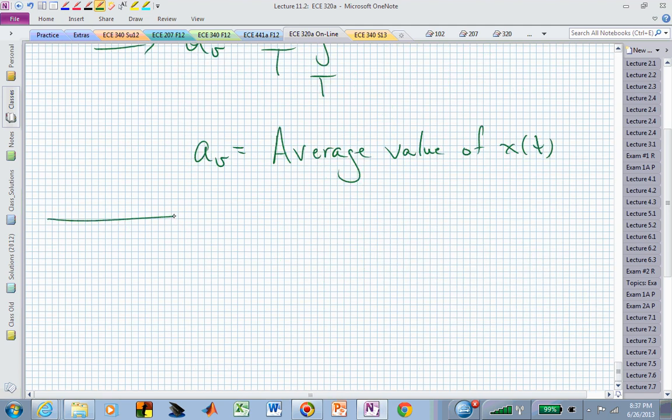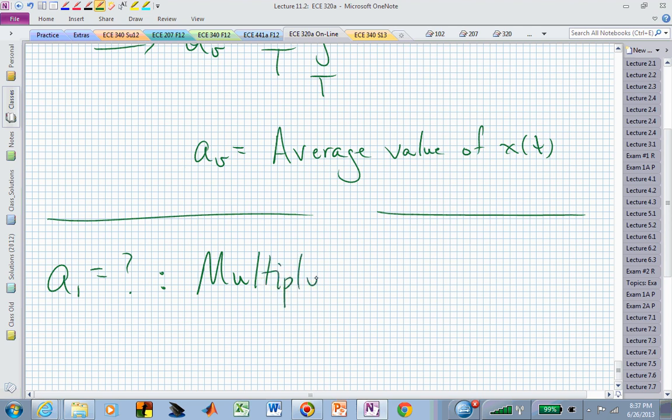What about if we wanted to find some other A's and B's? What if we wanted A sub 1? So now if we look for A sub 1, let's do the same strategy. In the first strategy, to find A sub v, we just integrated over 1 period. Now, A sub 1 is originally associated with the first harmonic. It's the coefficient multiplying or scaling the cosine of 1 omega naught t. Why don't we multiply all of our terms by that cosine omega naught t?